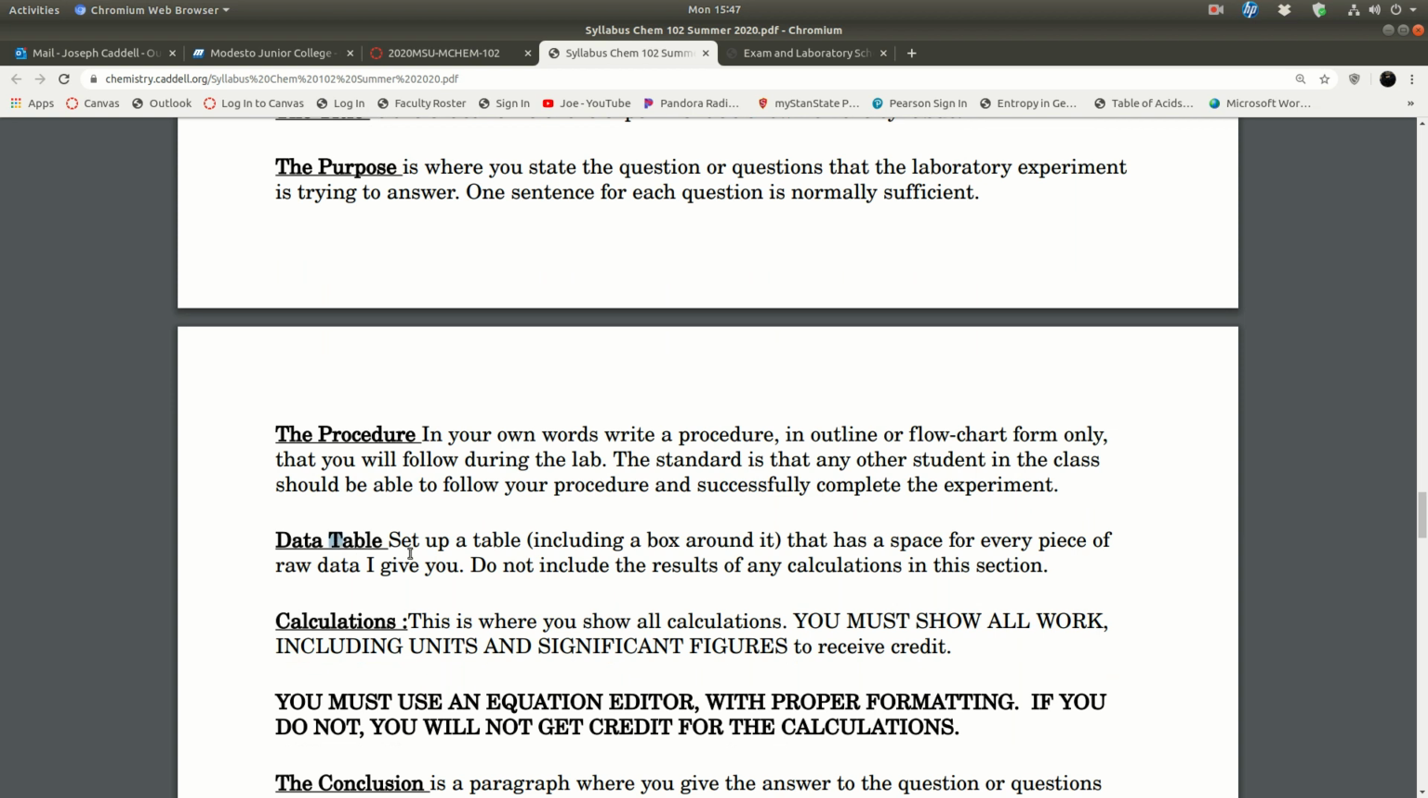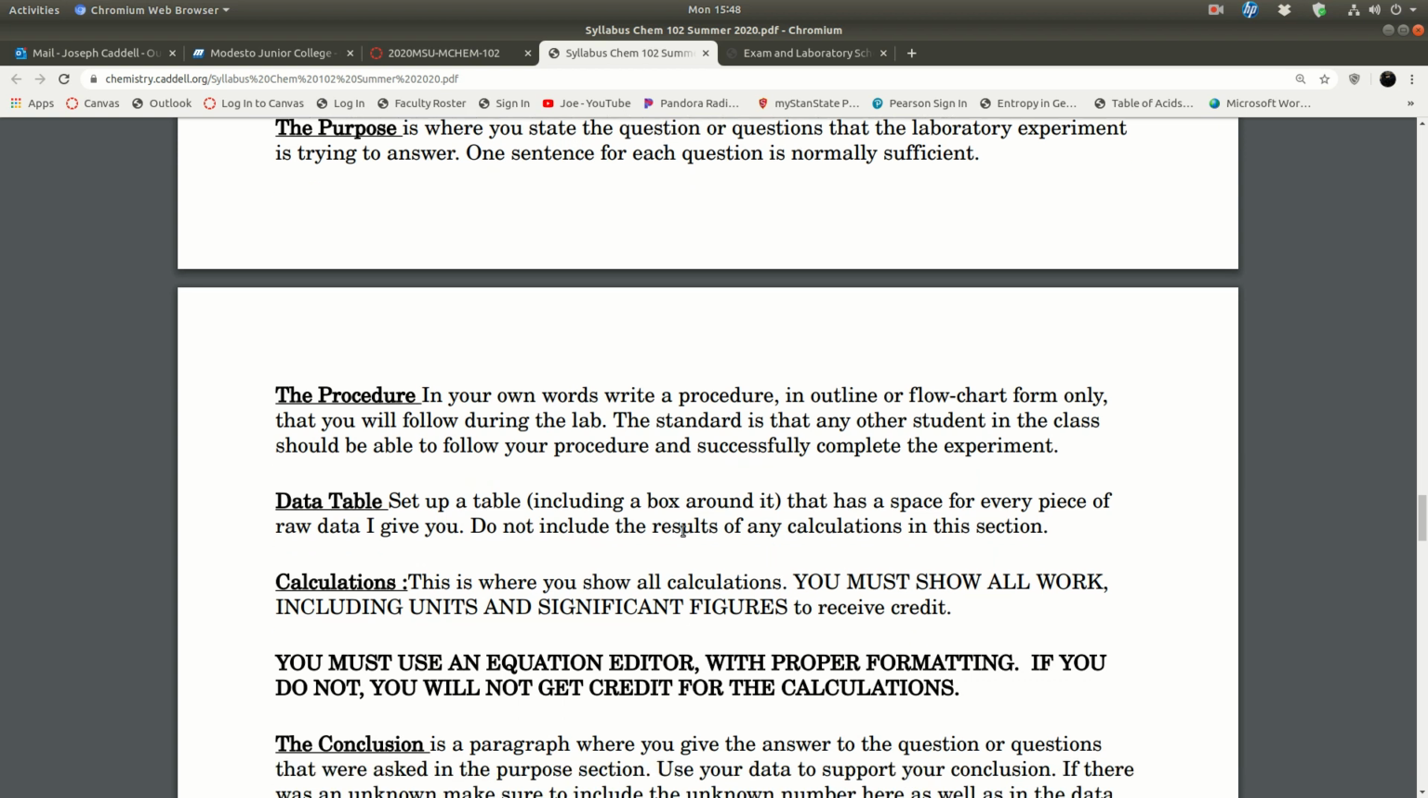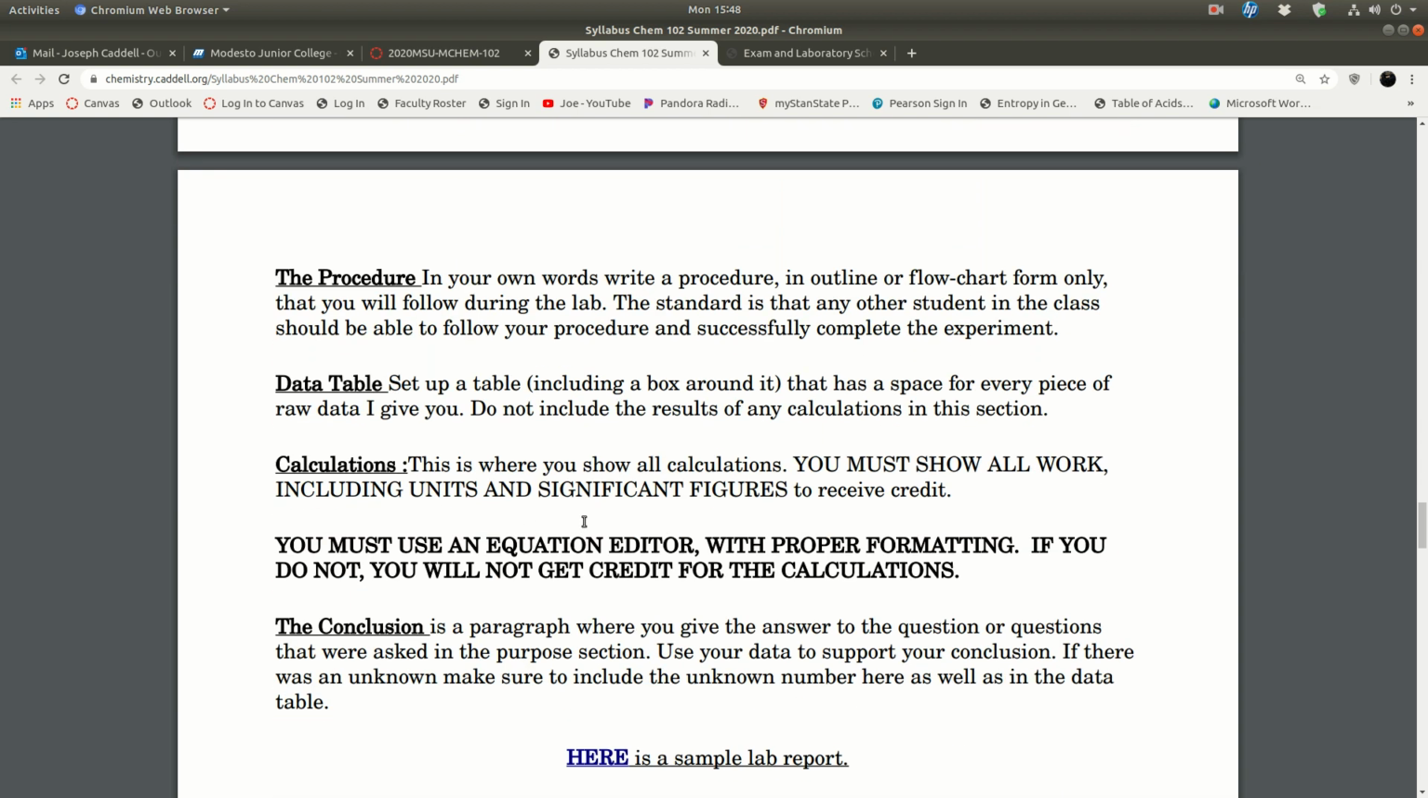You need a data table where you're gonna put the data that I give you into. The important thing about this data table, guys, is it has to include units for everything and labels for everything. So mass of the solid organic solvent, and then the number, then grams, and so on. Sometimes people put more than they're supposed to in the data table. Anything that you get from a calculation doesn't go here. That goes in the next section, calculation section. So you're also going to do calculations for each experiment. Important things to remember about the calculations are that you must show all of your work, units and sig figs.